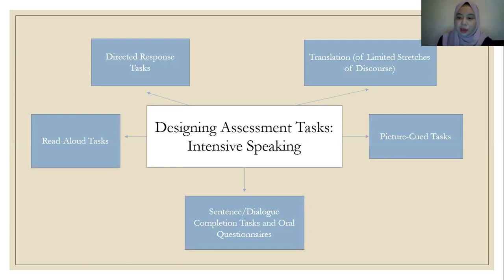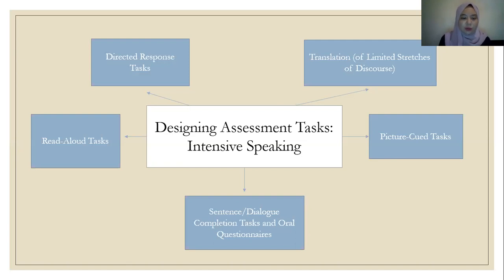And the next is about picture cue tasks. One of the more popular ways to elicit oral language performance at both intensive and extensive levels is a picture cue stimulus that requires a description from the test taker. Pictures may be very simple, designed to elicit a word or a phrase, somewhat more elaborate and busy, or composed of a series that tells a story or incident.